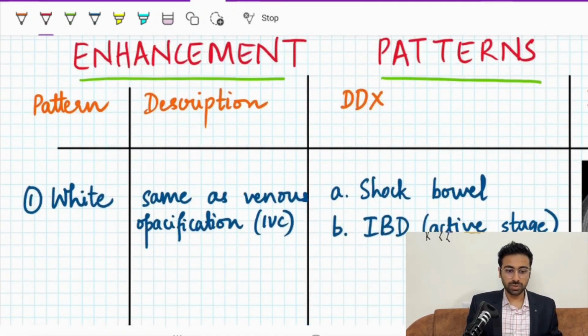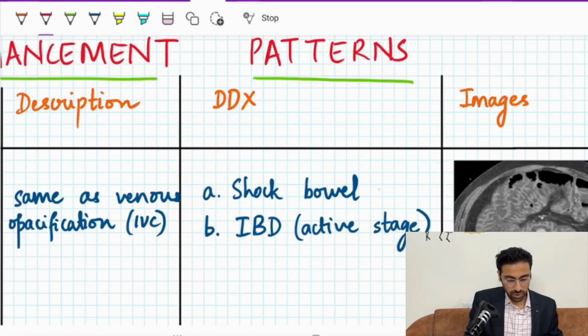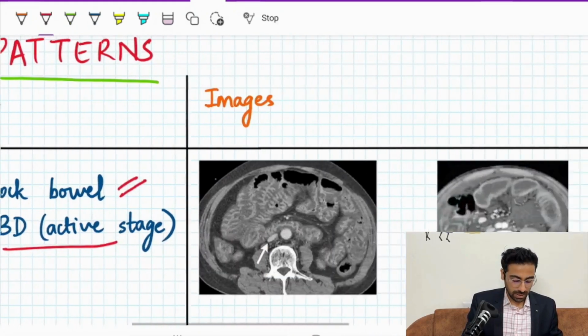Coming on to the first pattern of bowel wall enhancement, that is white. The way we pick up white pattern of enhancement is you have to look at the venous structure, that is either the IVC or the common iliac veins, and compare the enhancement pattern of the IVC or the common iliac veins with that of the thickened bowel. Now, the differential diagnosis for this is shock bowel, which is most frequently seen, and IBD, that is in the active stage. Let us see some images.